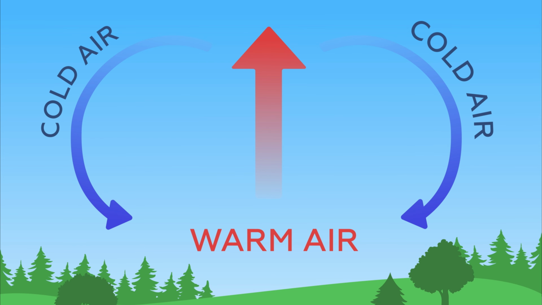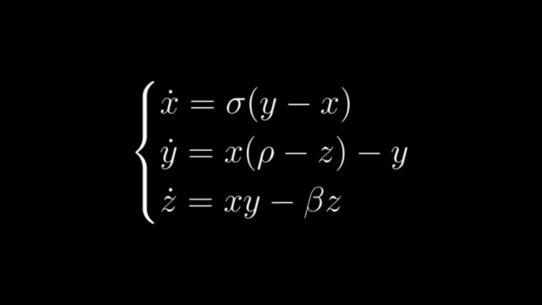In 1963, Edward Lorenz, a meteorologist, was trying to model atmospheric convection. He ended up with these three innocent-looking differential equations. The variables x, y, z represent the state of the system. The parameters sigma, rho, and beta control its behavior.